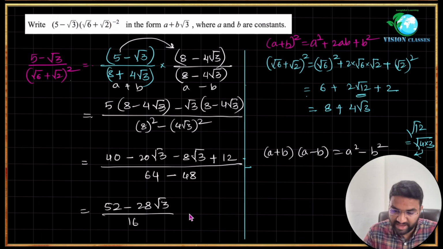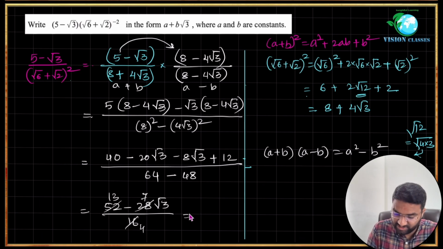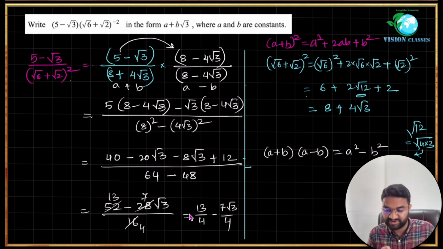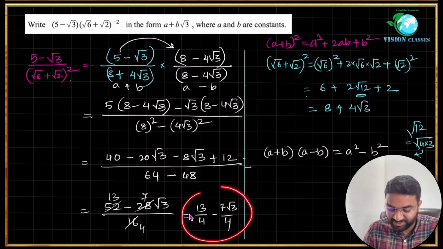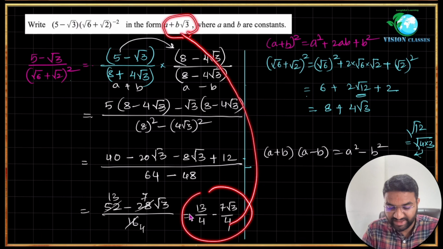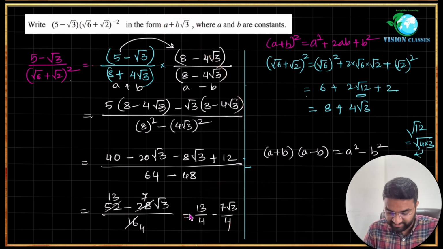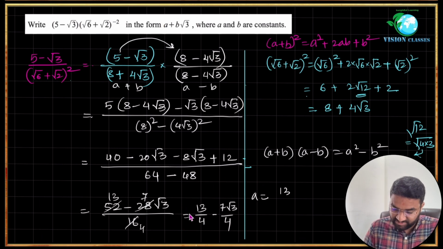And then we have to check whether we can simplify any of this part, fine. We can, of course. So we can divide the whole thing by 4. All right, here 13 and 7, so you can write 13 by 4 minus 7 root 3 by 4, and that's the simplified form of the answer. If you do it like this step by step, you will definitely get full marks. So this is in the form of a plus b root 3, where a is equal to 13 by 4 and b is equal to minus 7 by 4. That's the answer.